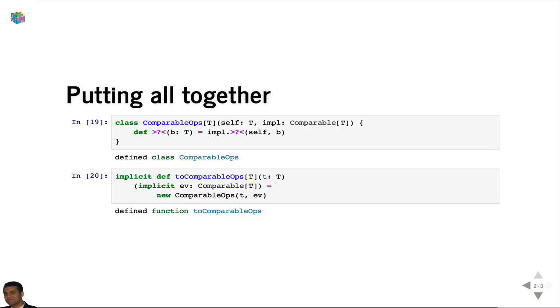This is the implicit conversion method. It takes the object to wrap and the implicit typeclass instance, then constructs the wrapper. The wrapper actually allows us to invoke the typeclass instance methods.